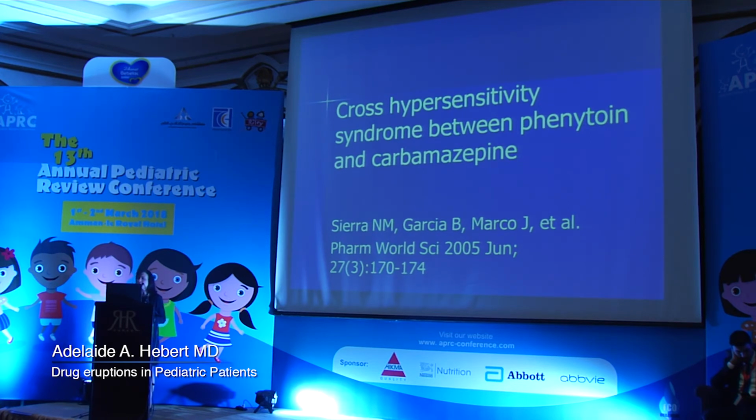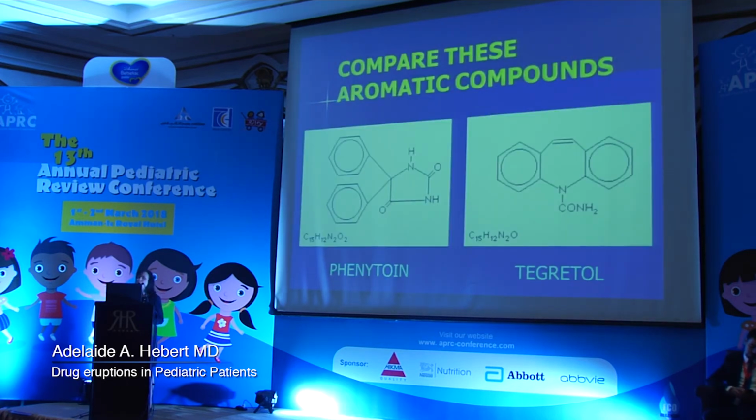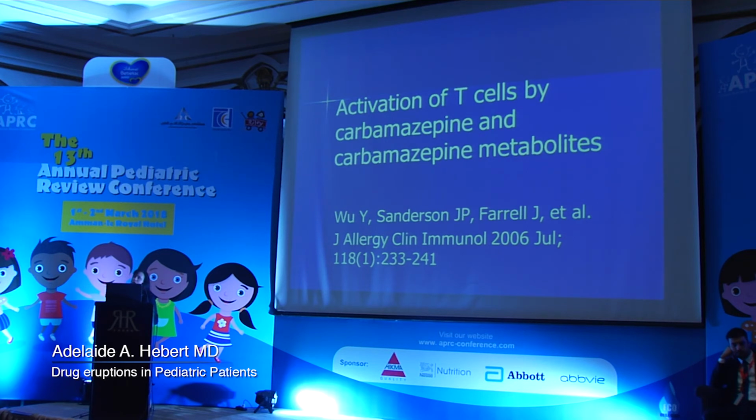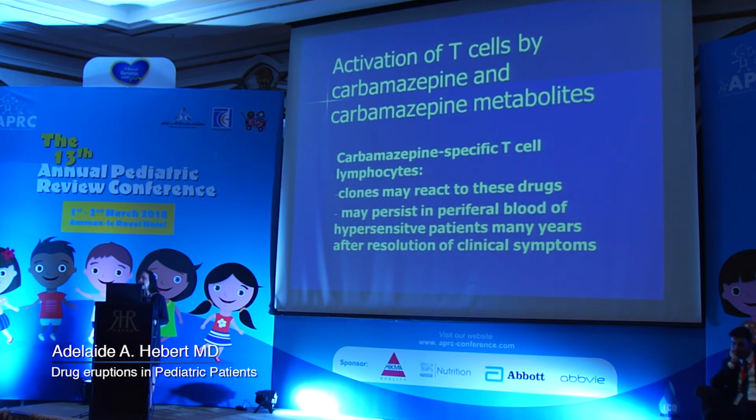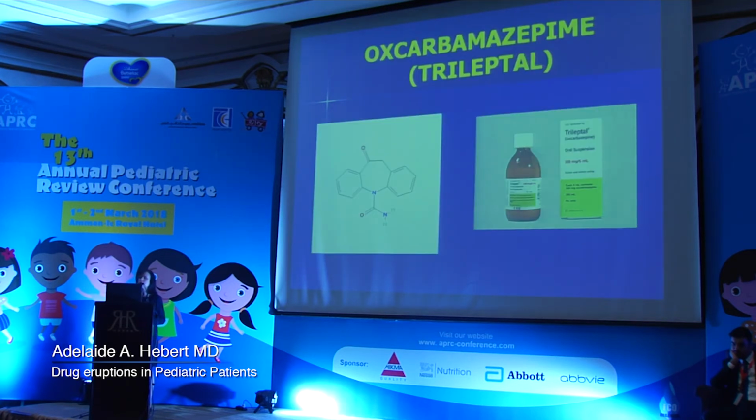We are aware that there can be cross-sensitivity between phenytoin and carbamazepine. I want to put these 2 drugs up here so you can recognize the importance of the aromatic ring and understand the pharmacologic basis of some of these very important and critical drug eruptions. Why do some of these drug eruptions happen? We know that there are T cells that are upregulated, and these T cells then tend to attack many of the components that lead to the serious drug eruptions that occur.